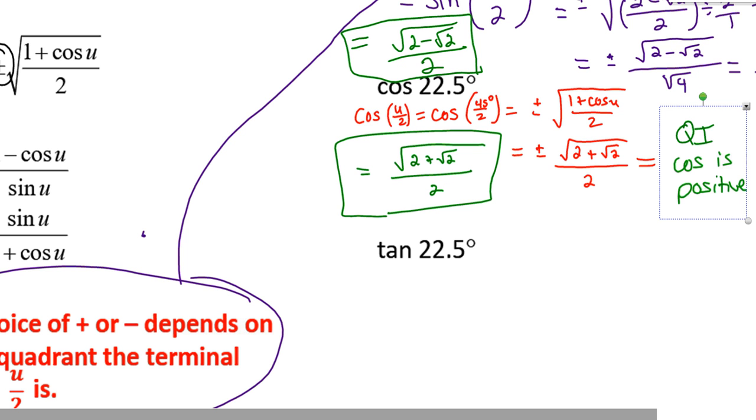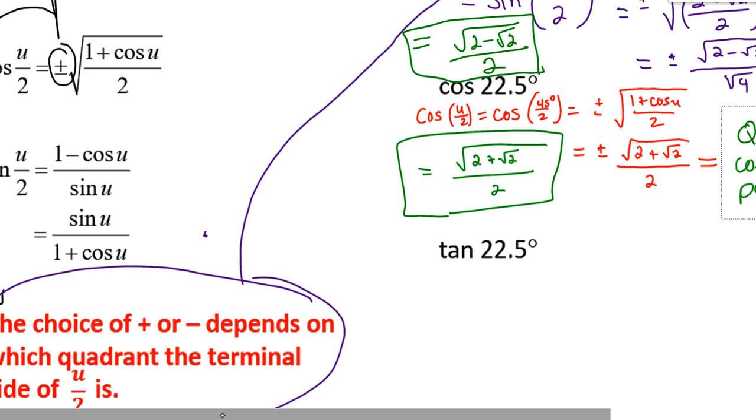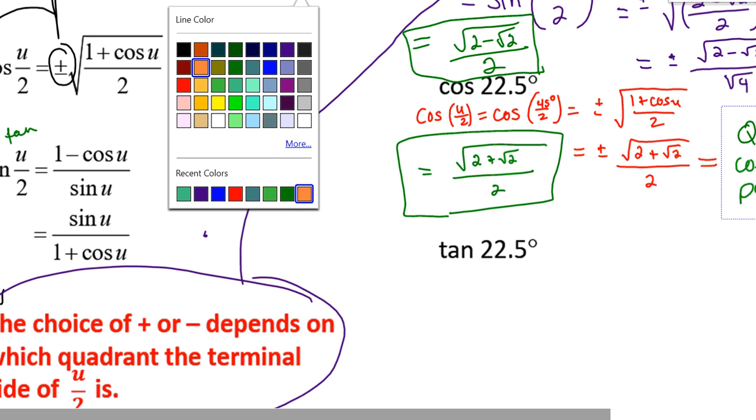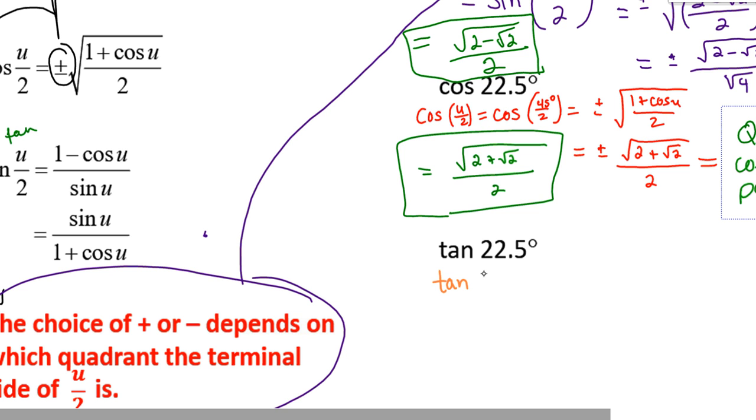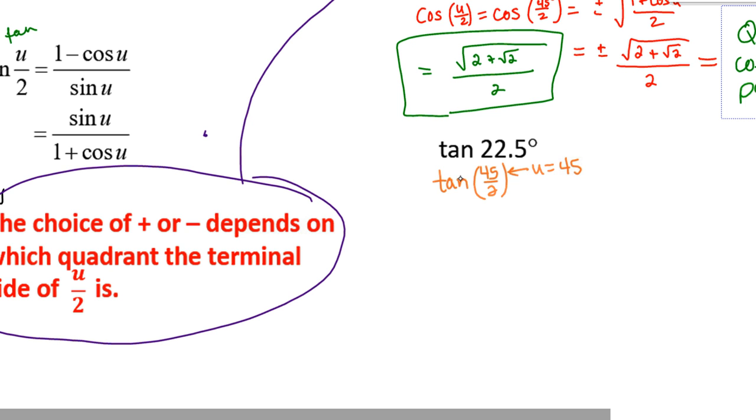All right, now look at these tangent formulas. These are the best ones ever. So this is tangent: 1 minus cosine over sine, or sine over 1 plus cosine. Best ones ever. All right, again, we're doing the tangent of 45 over 2, which means our u is 45. Okay, let's plug it in. Well, let's go with the top one. 1 minus the cosine of 45 over the sine of 45.